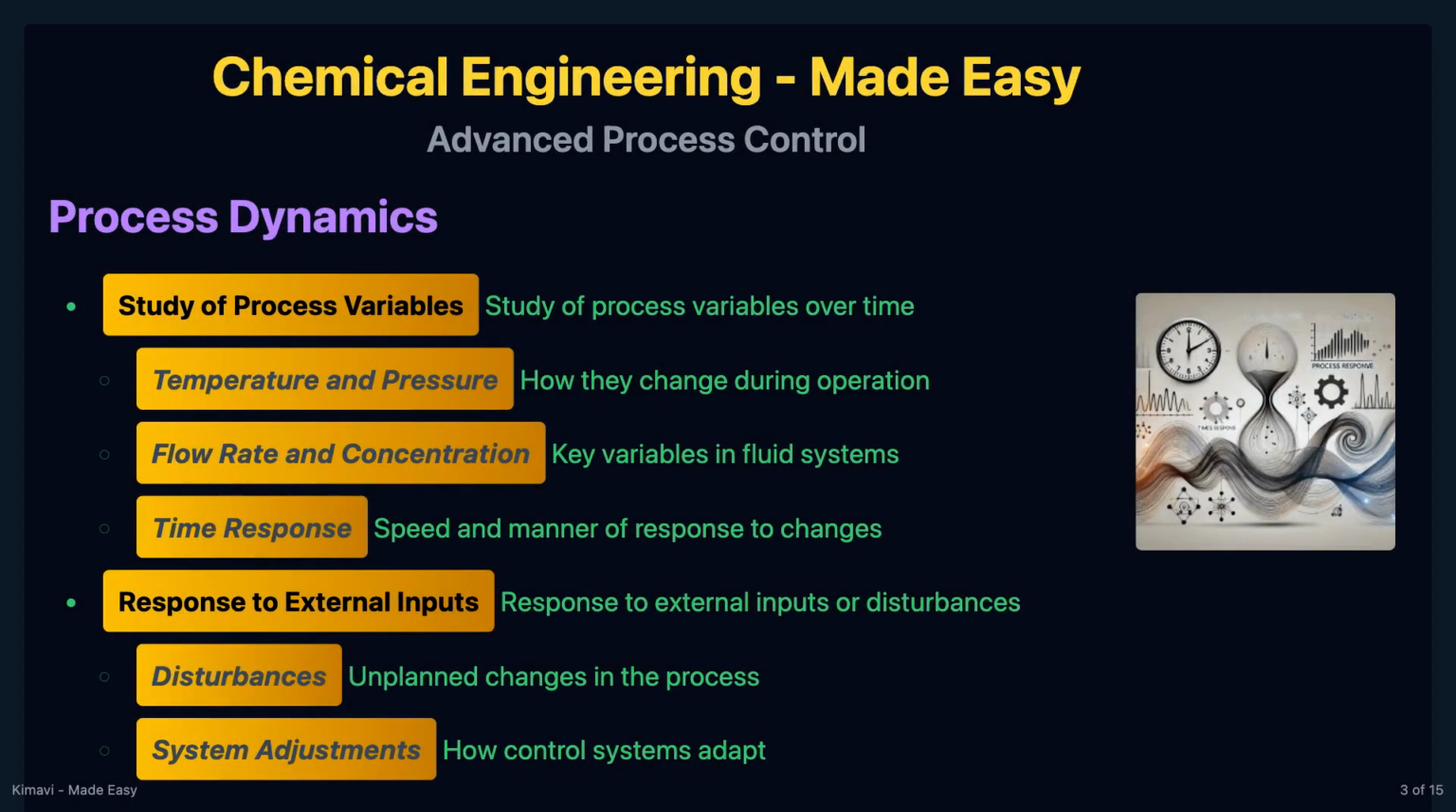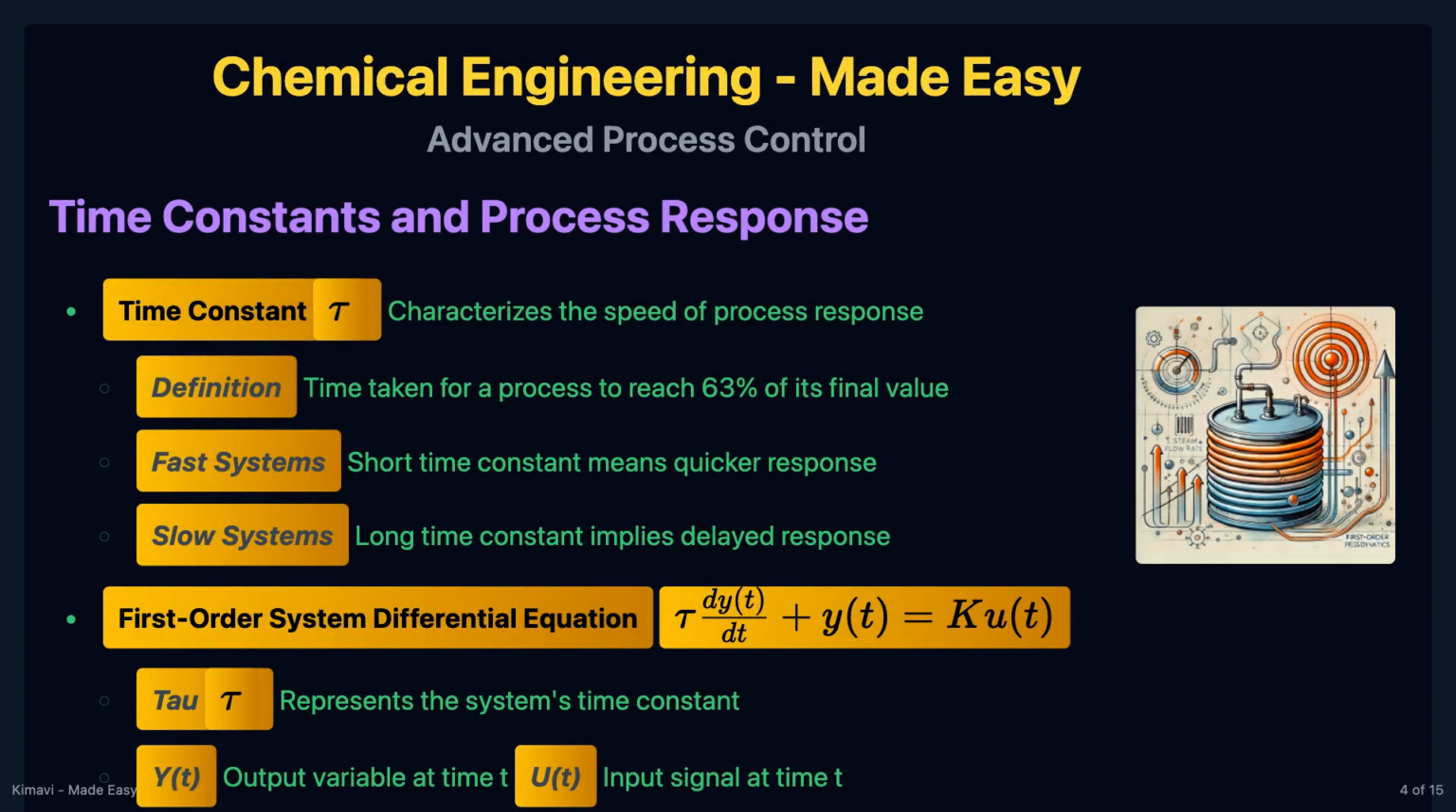Process dynamics involves studying how process variables like temperature, pressure, flow rate, and concentration change over time in response to external inputs or disturbances. Understanding these dynamics is essential for designing effective control systems. One key concept in process dynamics is the time constant, denoted by the Greek letter tau. The time constant characterizes the speed at which a process responds to changes.